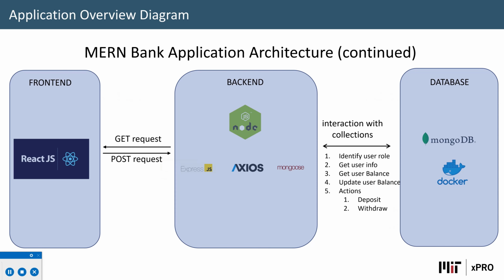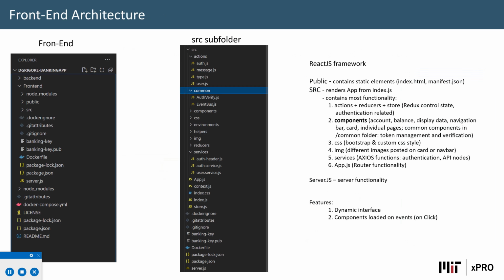The relationship between the front end and the backend is done through API requests, posts, and gets, while the connection between the backend and the database tier is maintained through the Mongoose and Axios API. The interconnectivity between the three layers ensures the functionality of the application: user identification and authorization, account maintenance, such as deposits, withdrawals, balance updates, and transaction history retrieval. We will pass now to the front-end architecture.